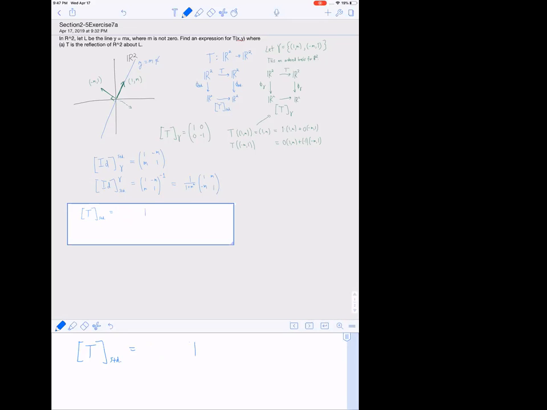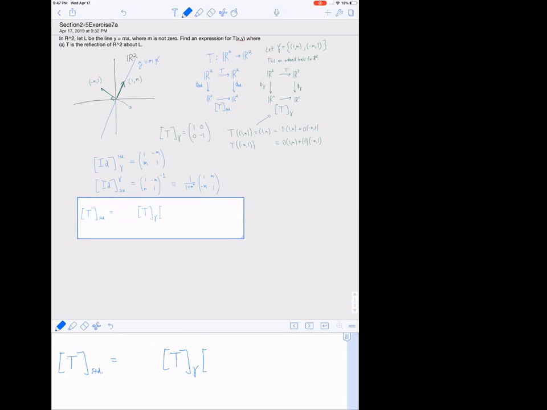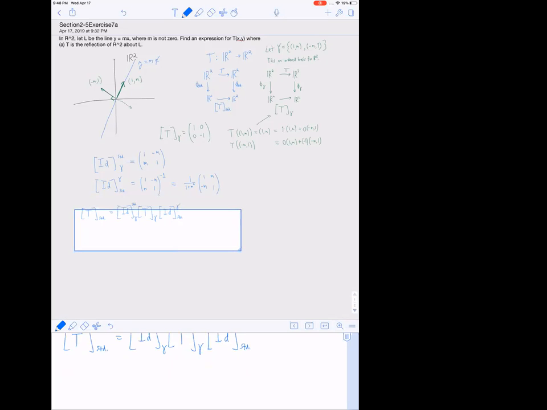It's equal to T with respect to gamma. And then on the right, I'm going to use the change of coordinates matrix that goes from the standard ordered basis into the gamma basis, so that then I can interact with something in terms of the gamma basis. And then I'm going to use the change of coordinates matrix that goes from the gamma basis back in terms of the standard ordered basis. Right, so let's do this calculation now.